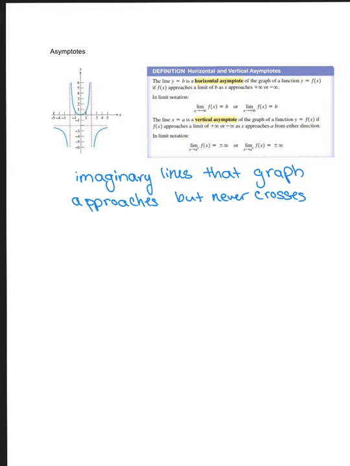Okay, you have a vertical one. So vertical asymptotes are the imaginary lines. We usually do dotted lines to show it like this, and it is always going to be an x equals. Horizontal is going to be a dotted line like this, and it is always going to be a y equals equation.